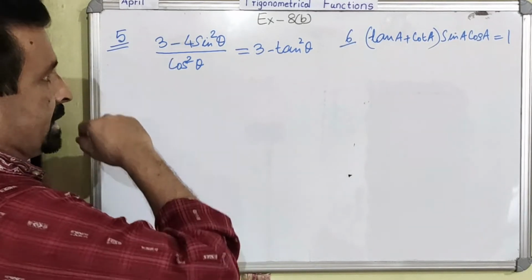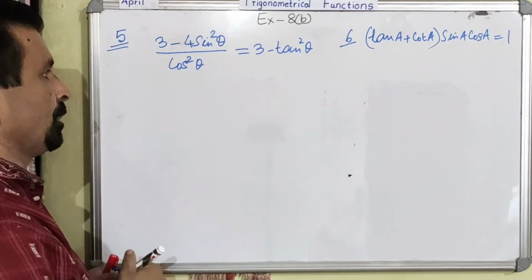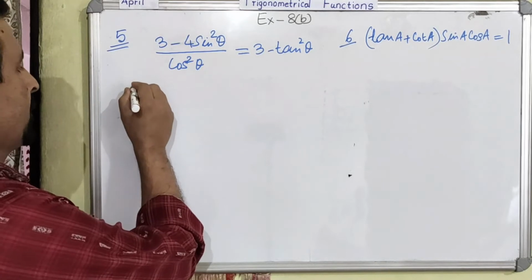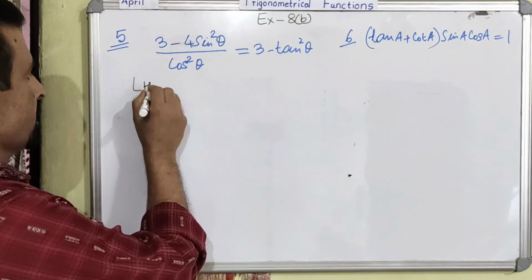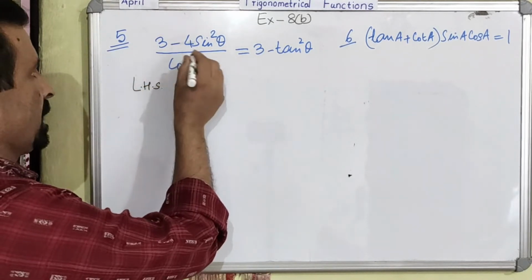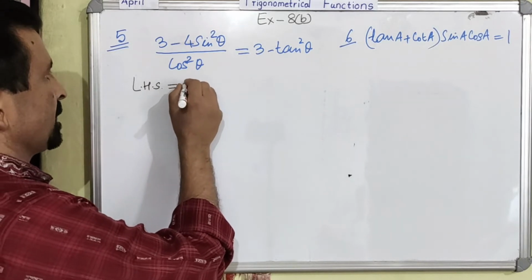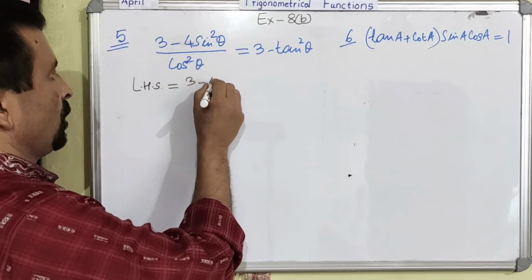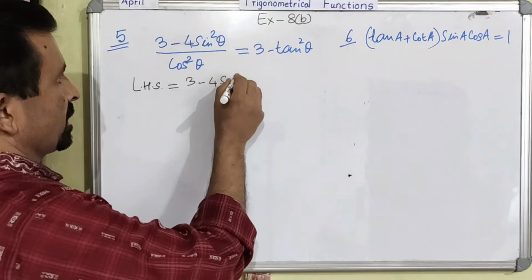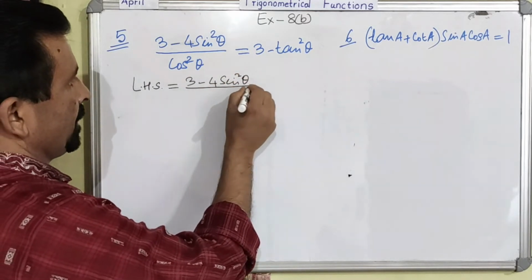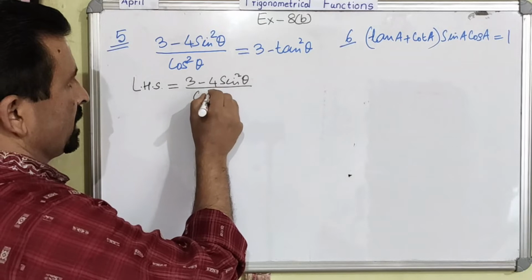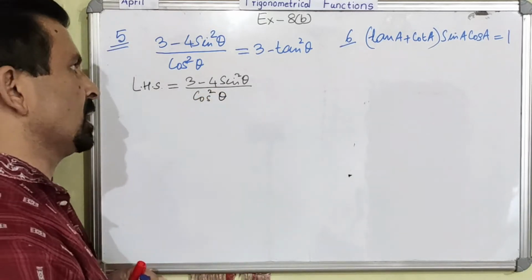Once again, we will see that the right hand side, left hand side is more complicated. We will start this question from the left hand side, and the first step is as usual to repeat the left hand side as it is. First step, 3 minus 4 sine square theta divided by cos square theta. Right, this is the left hand side.